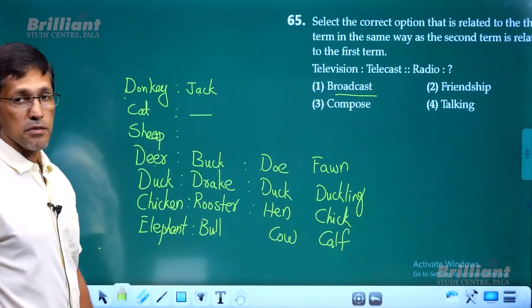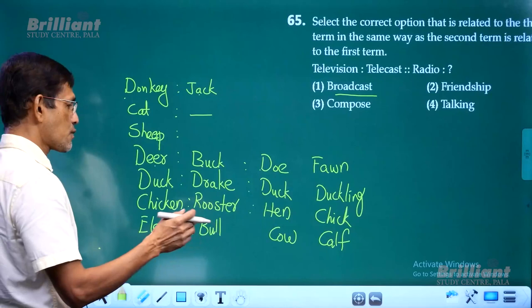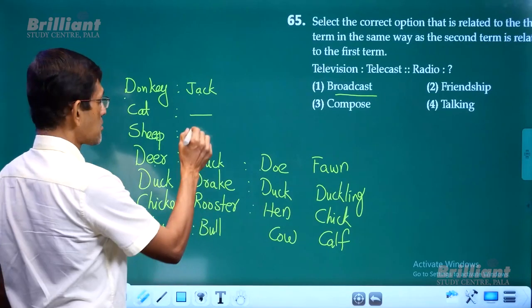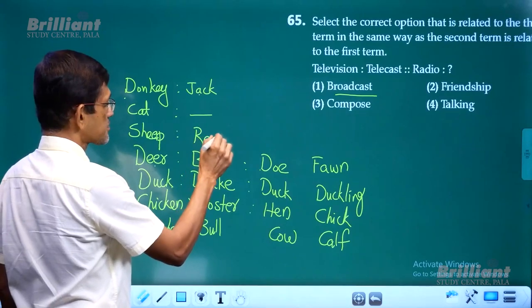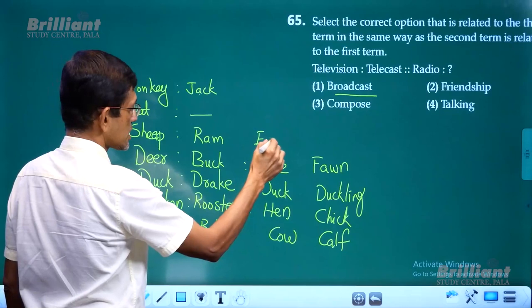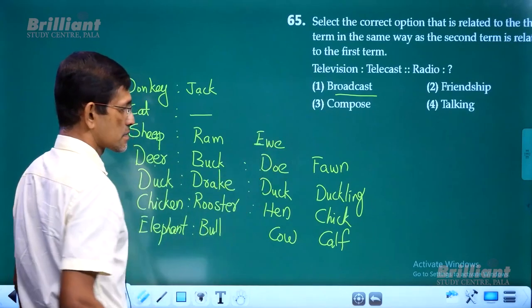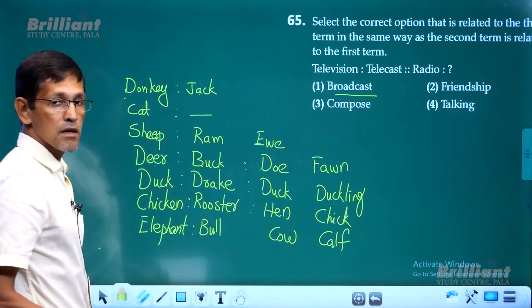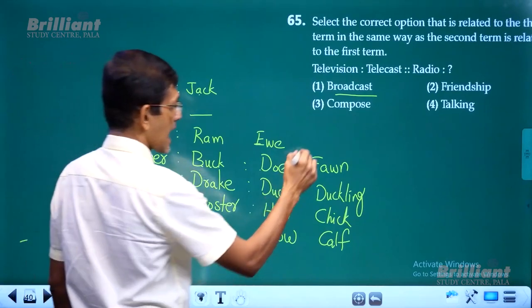And how about sheep? What is the name of male sheep? Any idea? Male sheep is ram. Female is ewe, E-W-E, ewe. And the young one of sheep? Any idea? Young one of sheep is lamb.